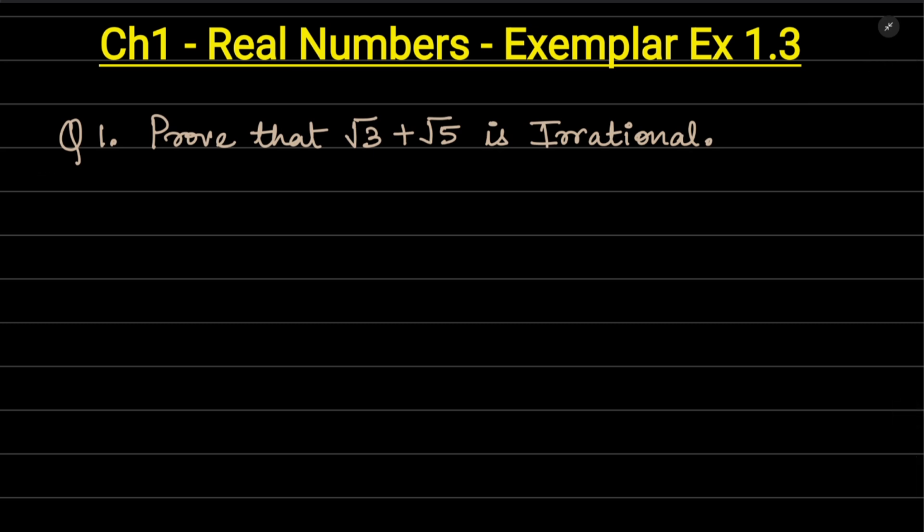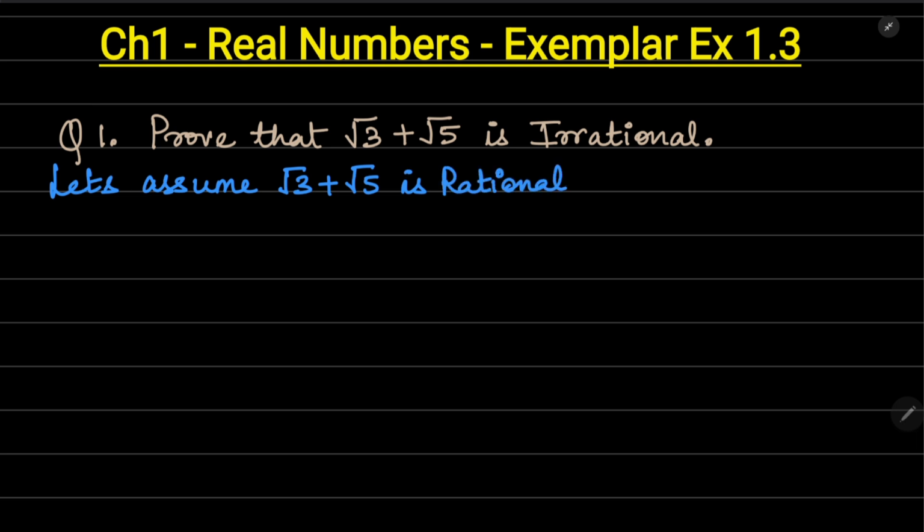The very first thing that we would write, let's assume that root 3 plus root 5 is rational. What do you mean by rational? Any number that can be written in the form of p by q. Now instead of writing p by q, for simplicity, I am going to write root 3 plus root 5 is equal to a, wherein a is a rational number. That means it can be written in the form of p by q.